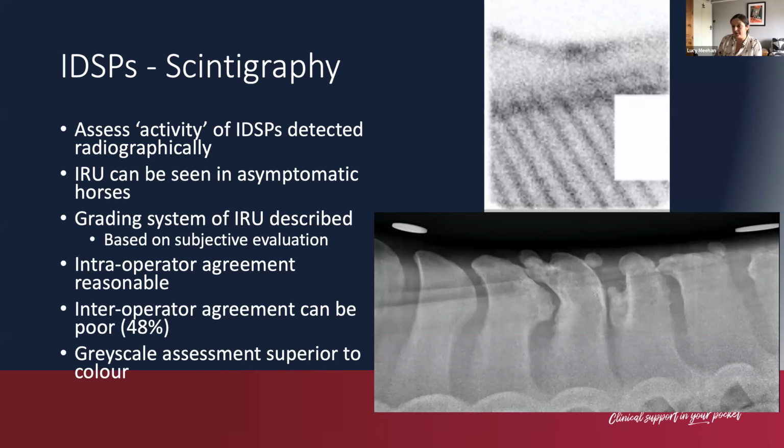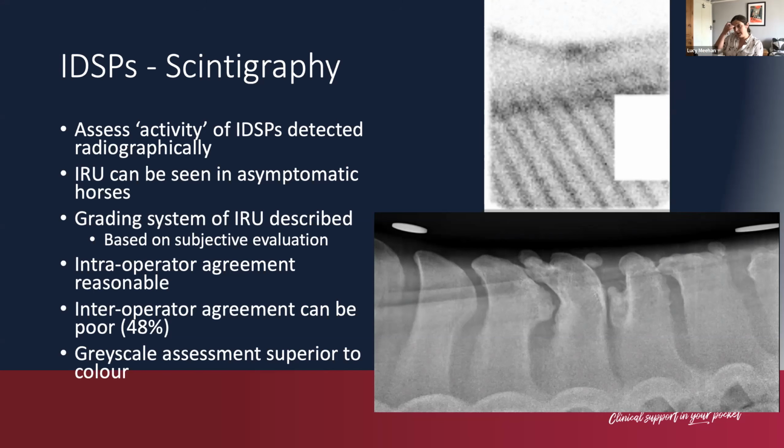And there were a couple of studies back in the mid-2000s that looked at this, and they found that the intra-operator agreement was reasonable. So I would usually agree with myself. If I called something mild on one study, I'd probably call the same study mild 2 weeks later. But what they found with the subjective evaluation was that between operators, agreement can be poor. And we see this in the clinic all the time. I'll look at a bone scan and think, oh, well, maybe somebody else will look at it, come along and go, well, I think this horse has significant uptake. And it does, it is in the eye of the beholder sometimes.